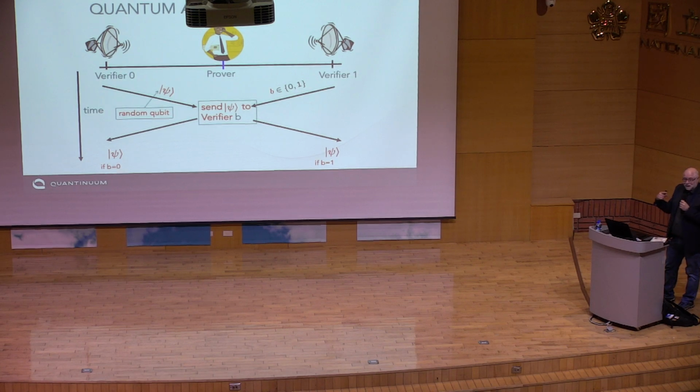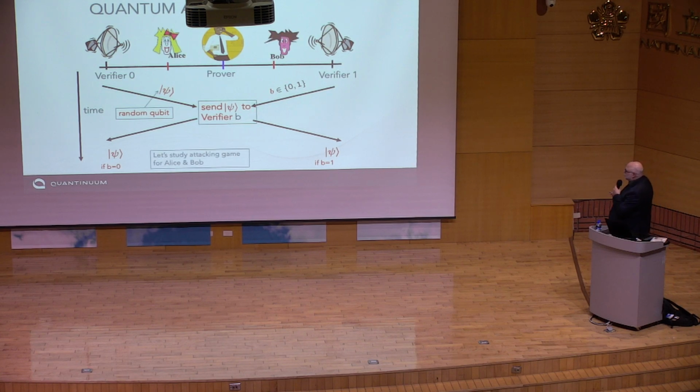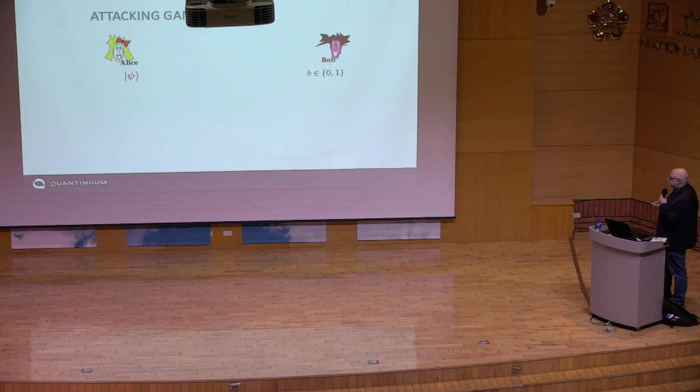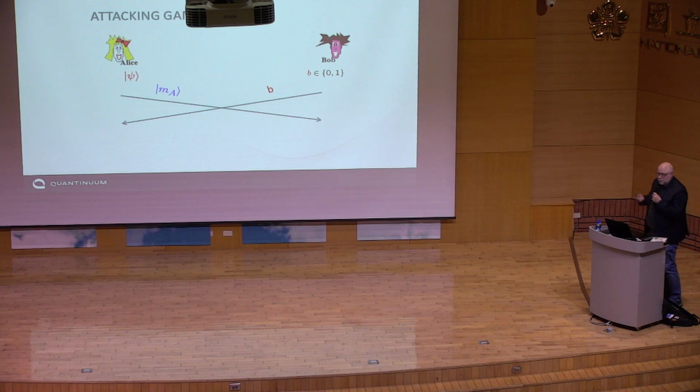At least the previous attack doesn't work, right? Because you can't copy psi and then send it on and keep it. So this seems like a reasonably secure protocol. So let's look at the attacking game for Alice and Bob. And without loss of generality, you may assume that Bob sends on his classical information.